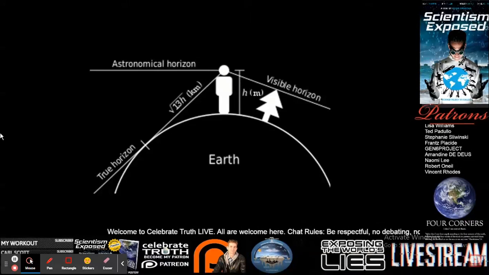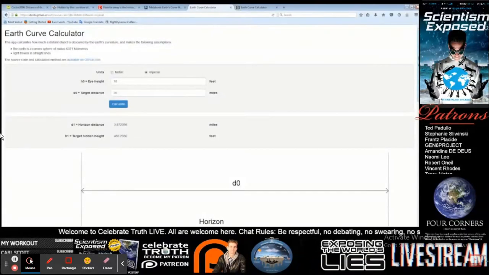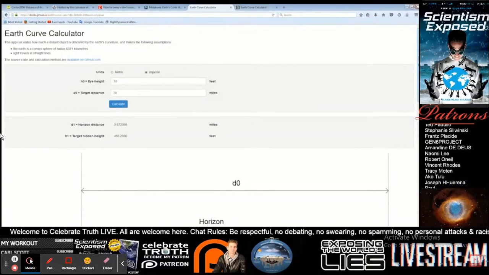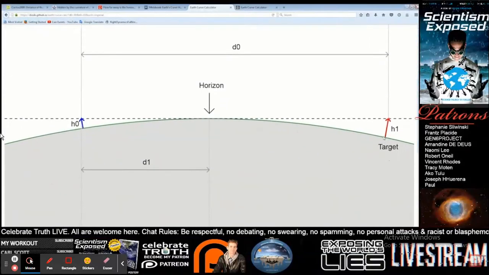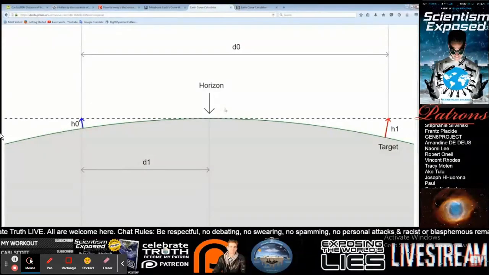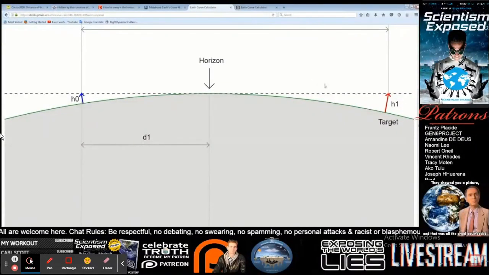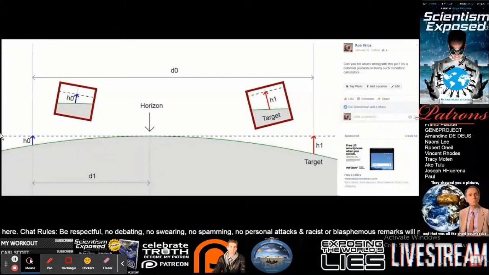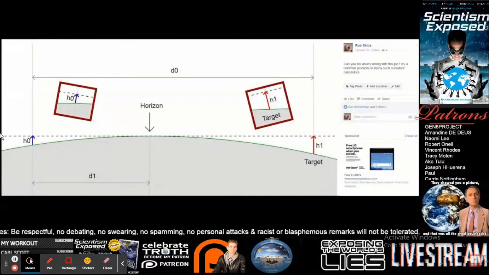In fact, if we go to this other one here, Earth Curve Calculator, a lot of people like to use this one. This is the way it looks today. But I'm going to tell you that's not the way it has always looked. They've got the H0, or the observer here, and the target perpendicular with the ground. But this is a recent change to the website. This is the way they used to depict it. They used to have H0 and H1 straight up and down instead of perpendicular with the green line representing the globe.